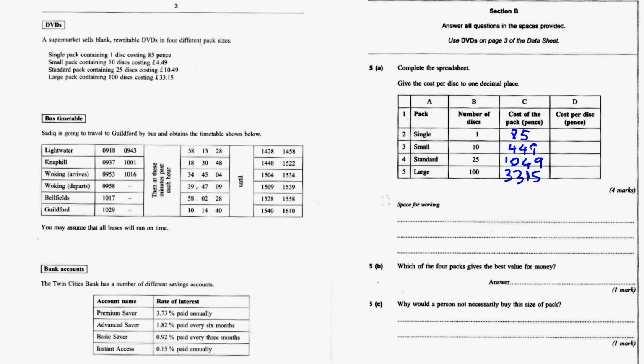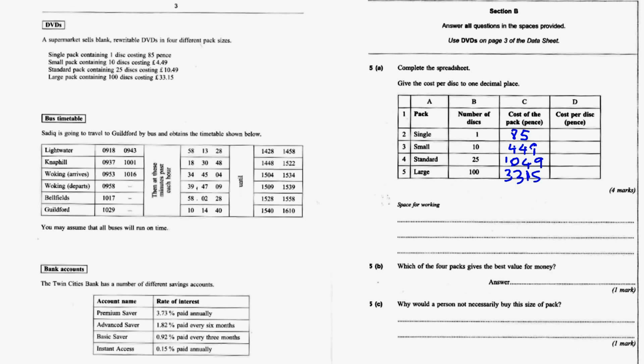Okay, let's have a look at the first section. There's the answers. Right, it's saying cost of the pack per pence. So we look at our data sheet on page 3, this one, and all we're doing, it's saying the single number of discs is 1. What is the cost per pence? So we just look here, the single pack containing 1 disc costing 85p. Now remember, the answer has to be in pence, so it's 85 pence.